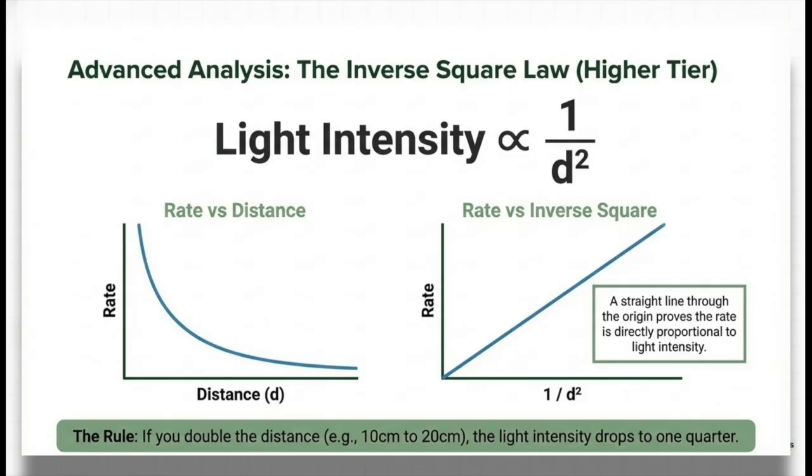As light travels from the lamp, it spreads out. So if you double the distance, the light has to cover 4 times the area, which means its intensity is only a quarter of what it was. That's why, to prove the relationship, you need to plot the rate against 1 over the distance squared. Do that and you should get a nice straight line going through the origin, which is the perfect way to show the link between light intensity and the rate of photosynthesis.